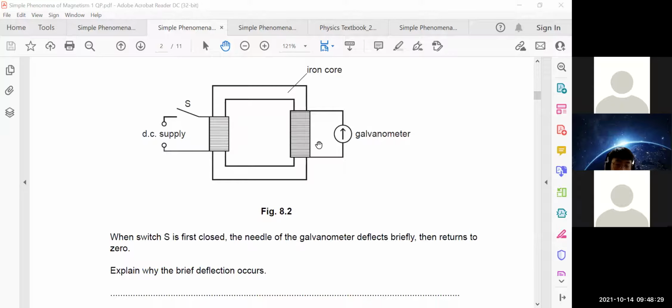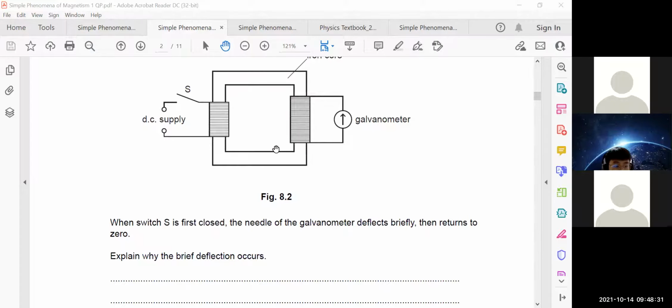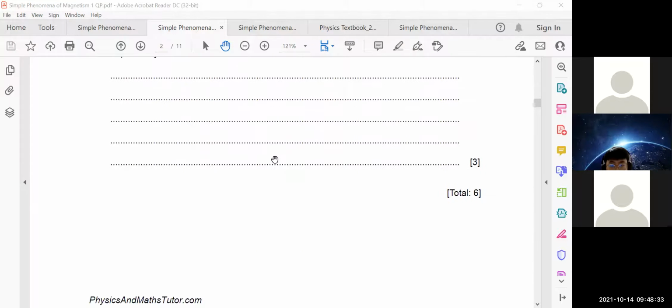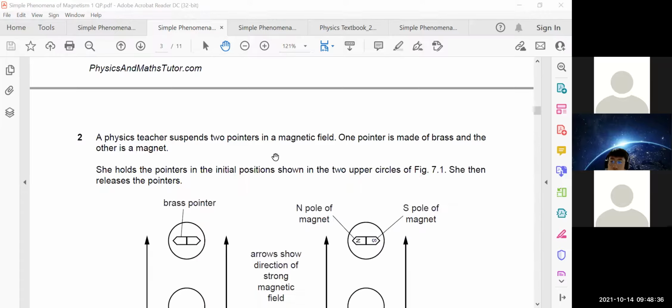Transformer topic, children, we have not done in class. So once we are done, then we will come back to this question. So I am not doing this one. Question number 2, children.